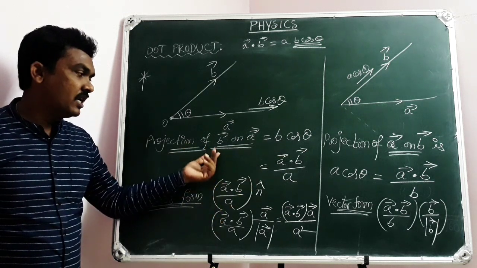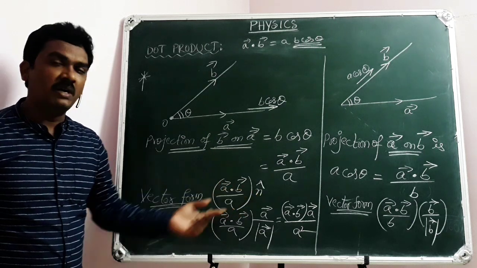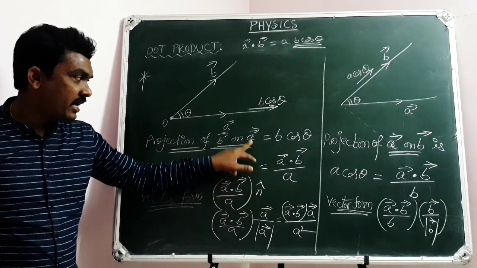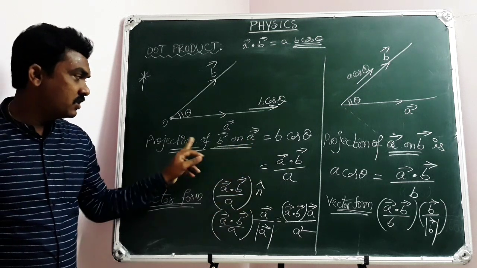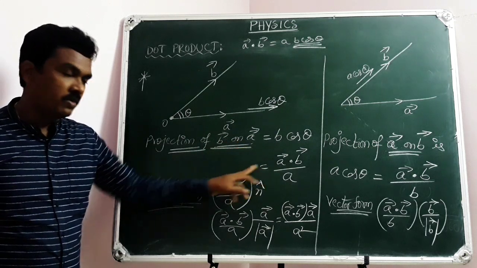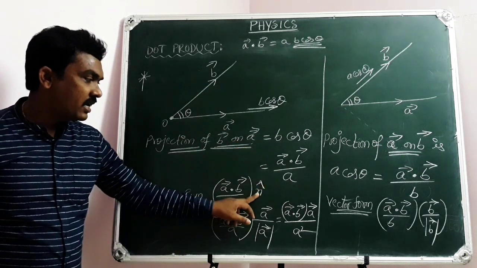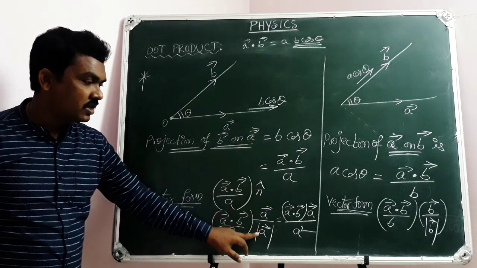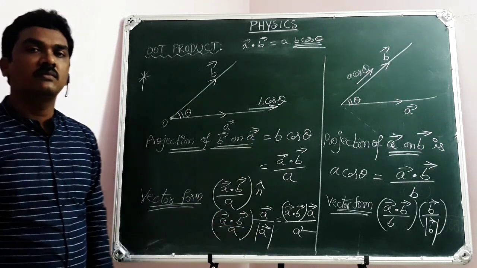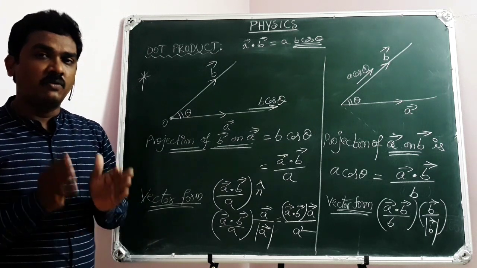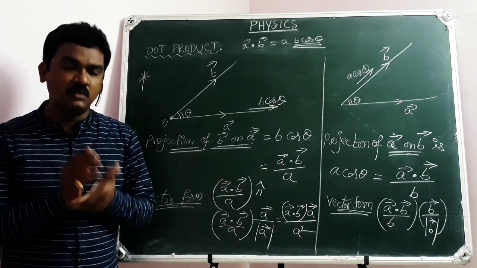When you want to convert a scalar into a vector, you have to multiply with a unit vector. And the unit vector should be in the direction of A bar because it is a projection of B bar on A bar. This is the scalar form, and you are writing the vector form. So n cap must be a unit vector along the A bar, which is A bar by modulus of A bar. This is all the concept of the dot product of vector physical quantities.